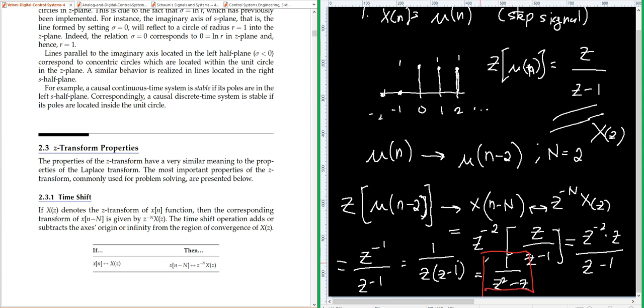So if you shift the original by 2, you're just multiplying the shift to your original Z transform.